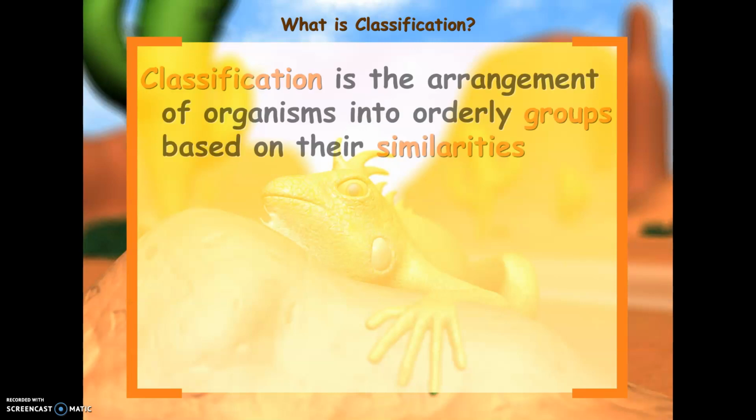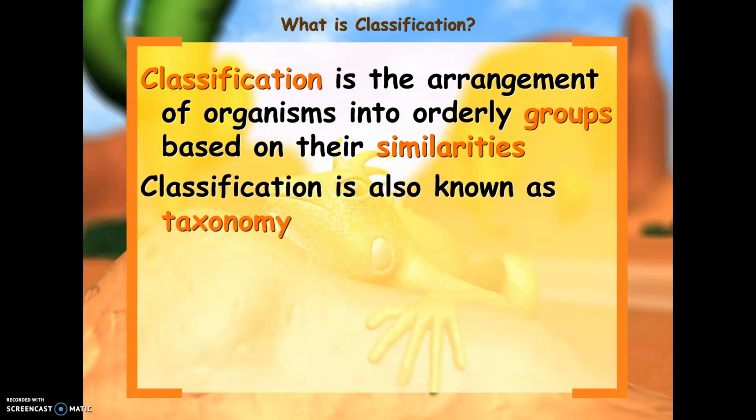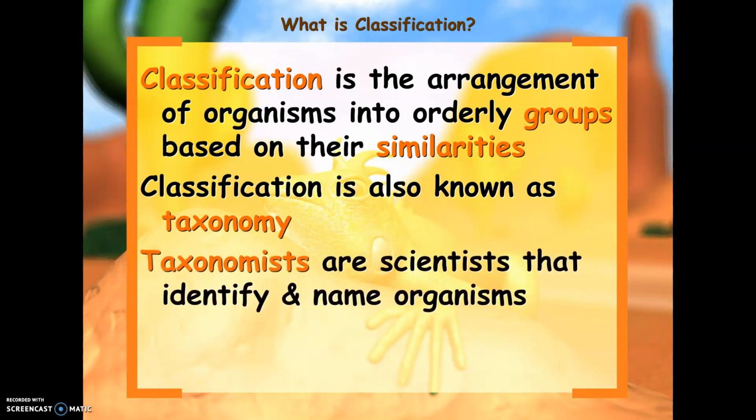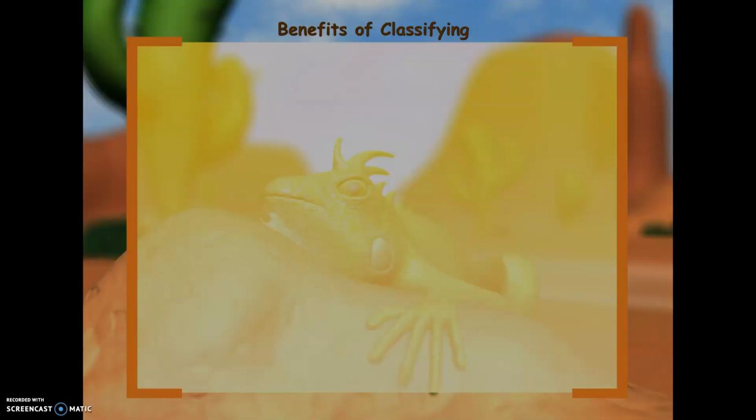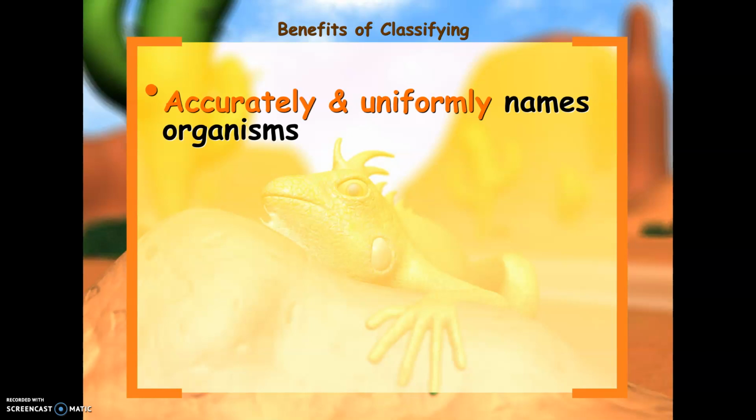So one of the things that we've tried to do is arrange these organisms, try to put them in groups based on their similarities, what they have in common with each other. This is also called taxonomy. And taxonomists are specifically scientists that identify and name organisms and place them into these different groups. So why do we do this?